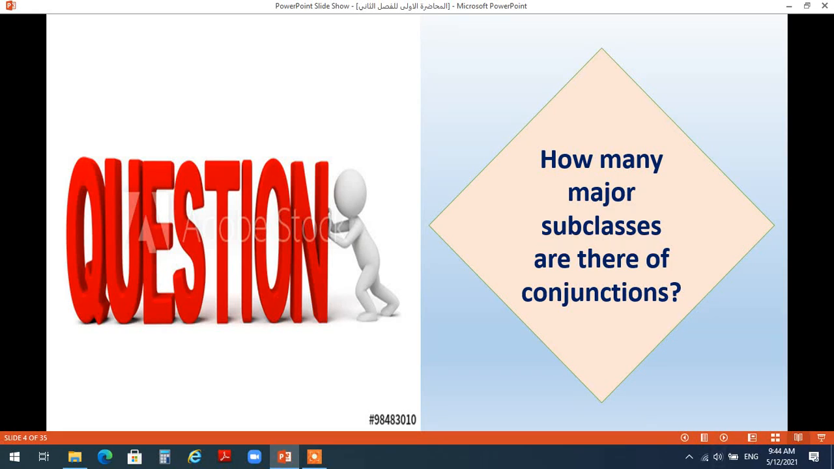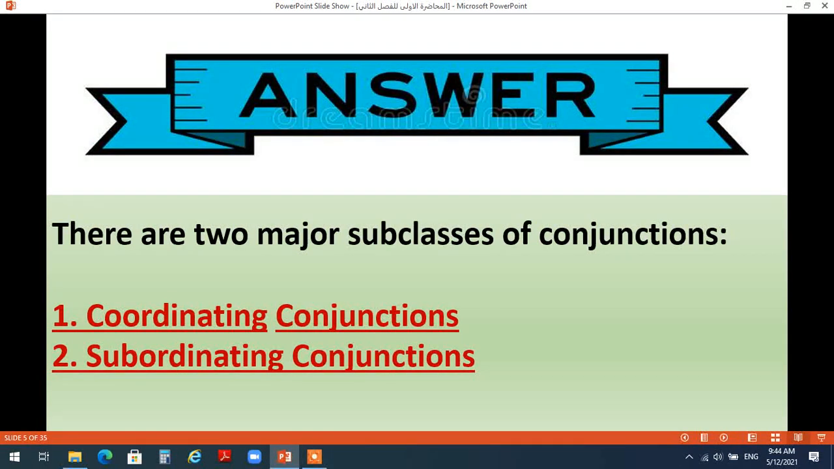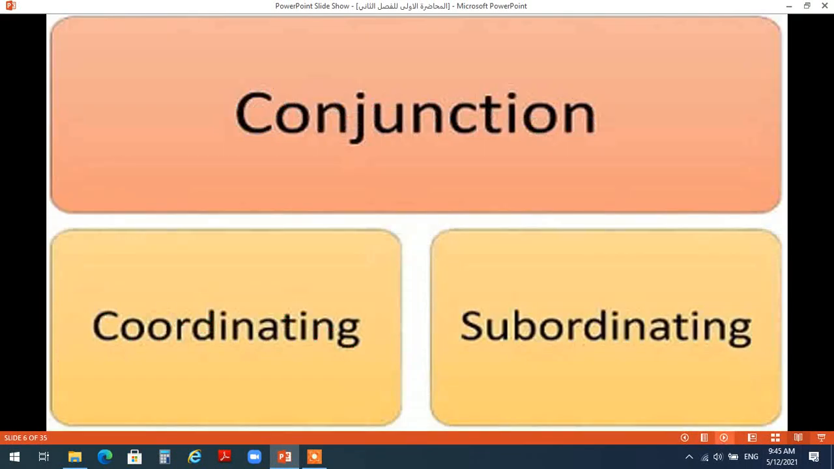So, in order to answer this question, we can say that there are two major subclasses of conjunctions. We have either coordinating conjunctions or we have subordinating conjunctions. So these are the two major subclasses of conjunctions. As you can see here, a conjunction can be subclassified either into a coordinating conjunction or into a subordinating conjunction.